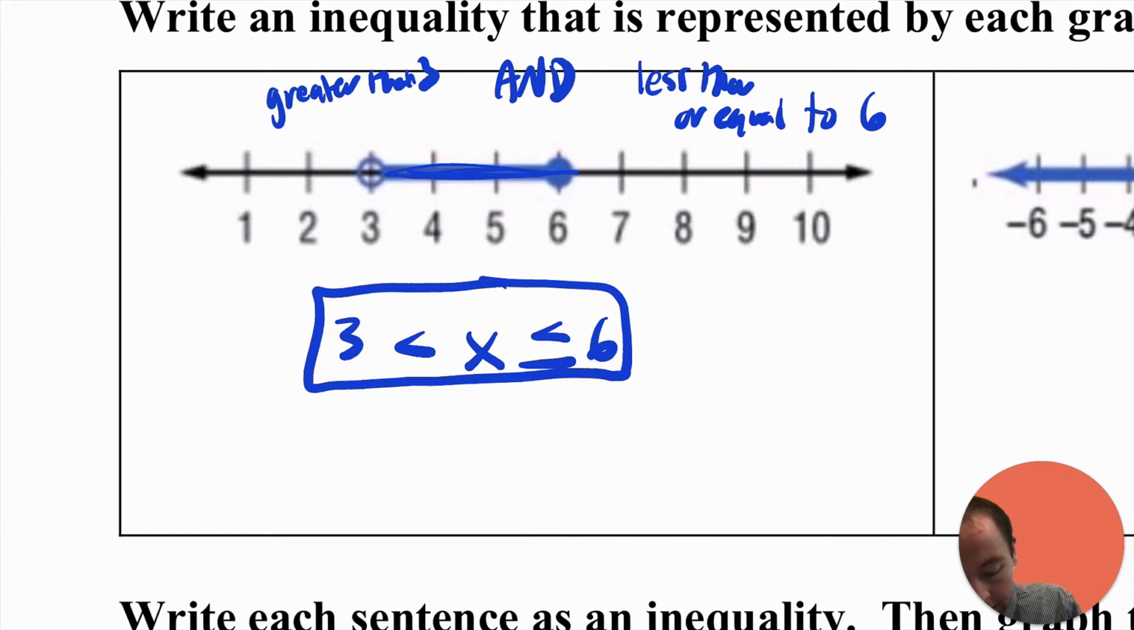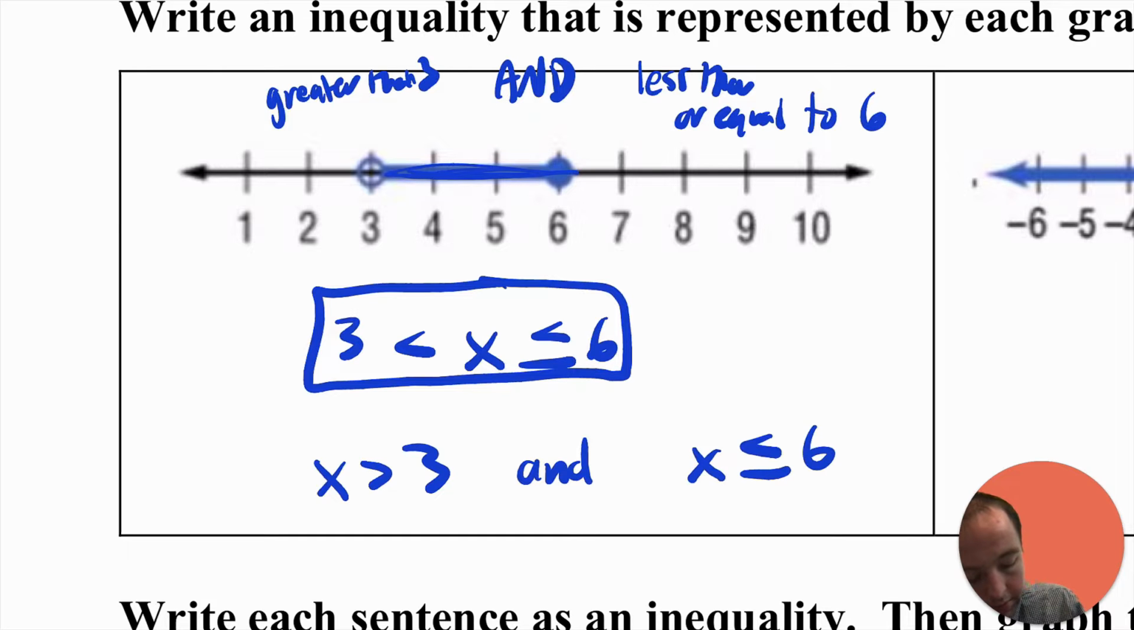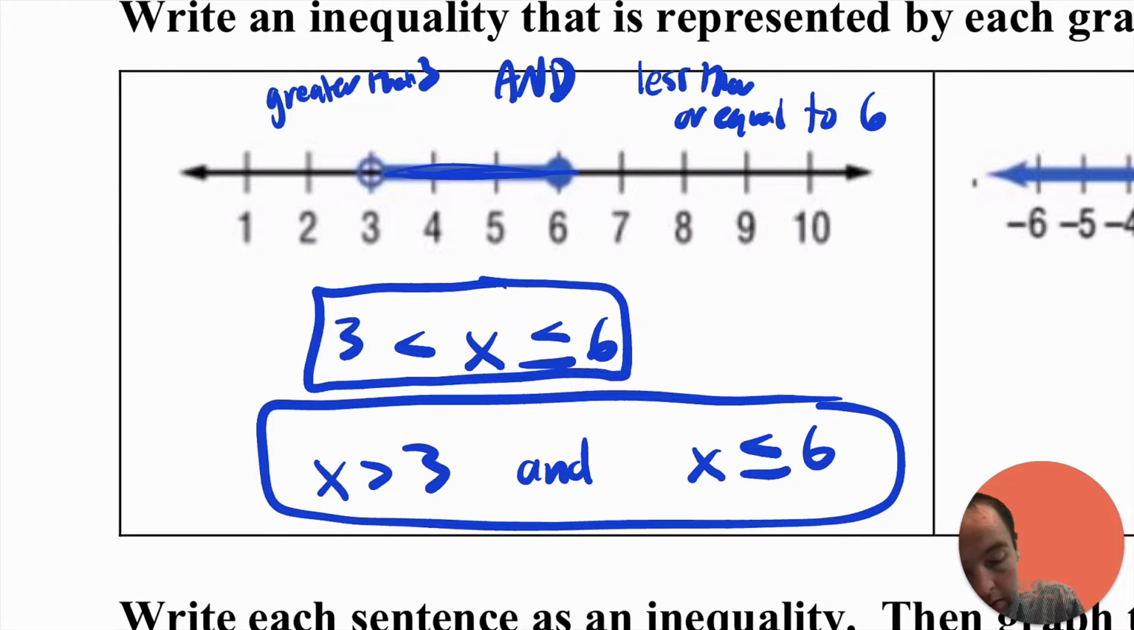Another way we could write this is we could say that x has to be above the 3 and at the same time x has to be equal to and below the 6. So either way you want to write it, whether you write it this first way or the second way, they are both equivalent ways to write that and compound inequality.